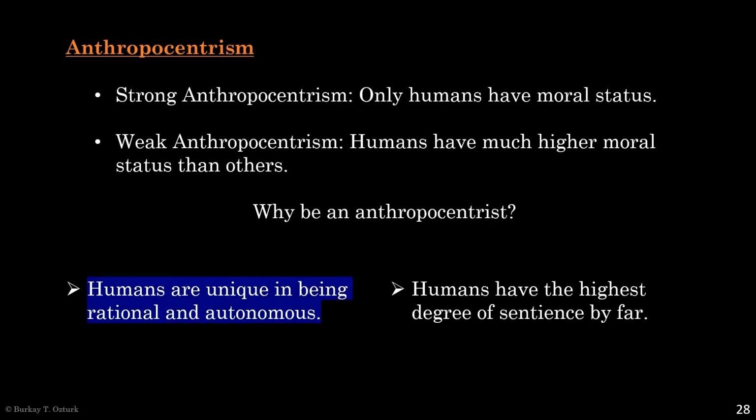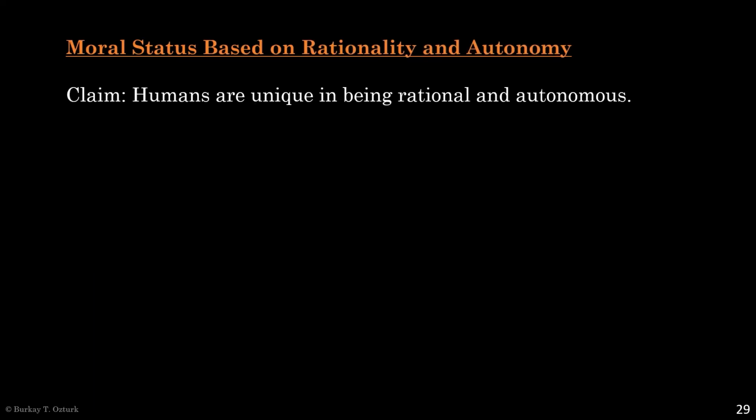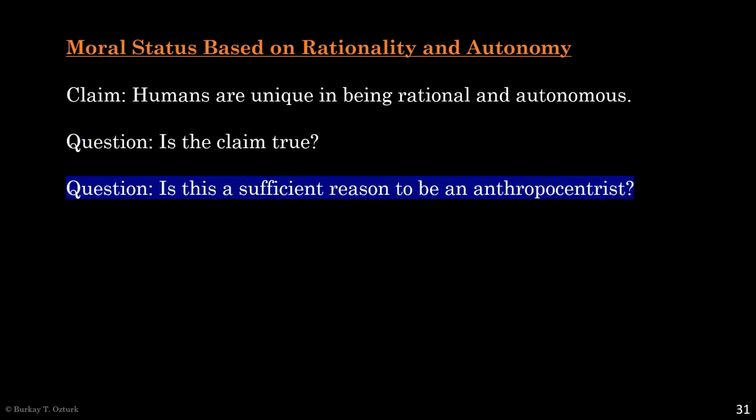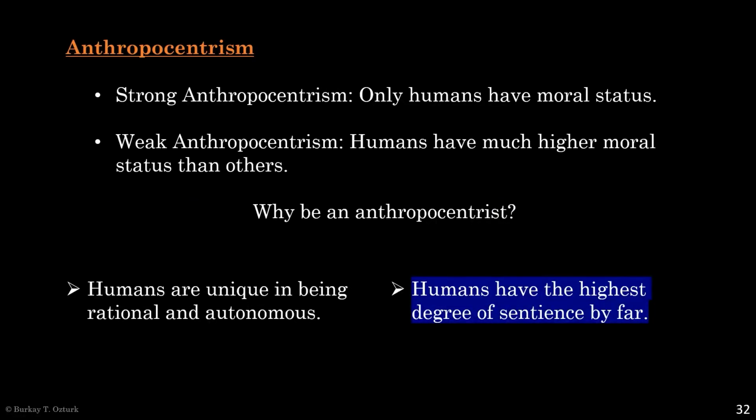Let's think a bit more about each reason for being an anthropocentrist. First is the claim that humans are unique in being rational and autonomous. A fair question to ask here would be, is the claim true? Are humans really unique in being rational and autonomous? A second question also needs an answer. Is humans being unique in this respect a sufficient reason to be an anthropocentrist? A second popular reason for anthropocentrism is sentience and the claim that humans have a lot more of it.